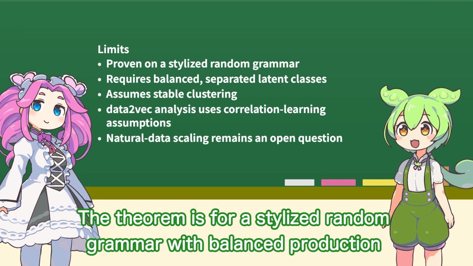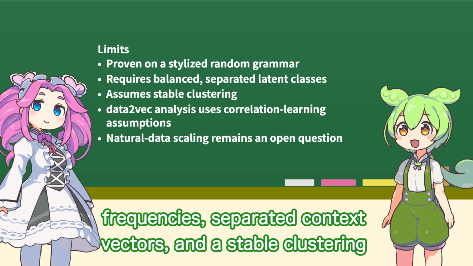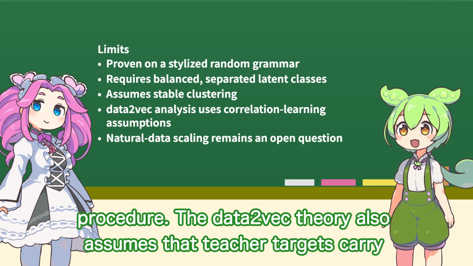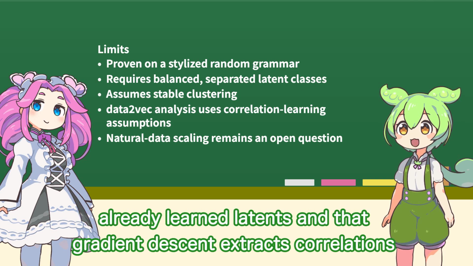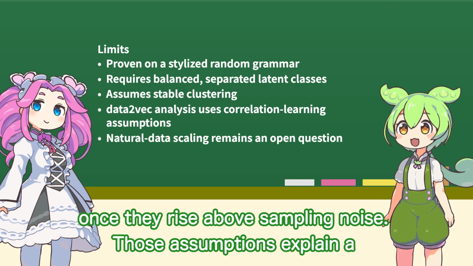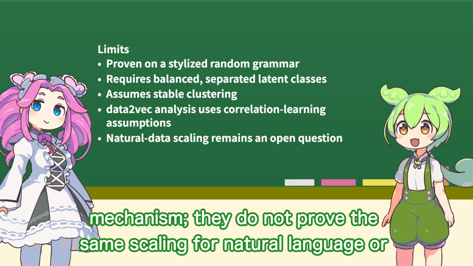The theorem is for a stylized random grammar with balanced production frequencies, separated context vectors, and a stable clustering procedure. The data2vec theory also assumes that teacher targets carry already learned latent features and that gradient descent extracts correlations once they rise above sampling noise. Those assumptions explain a mechanism. They do not prove the same scaling for natural language or images.